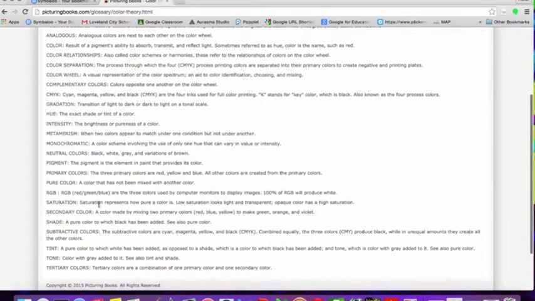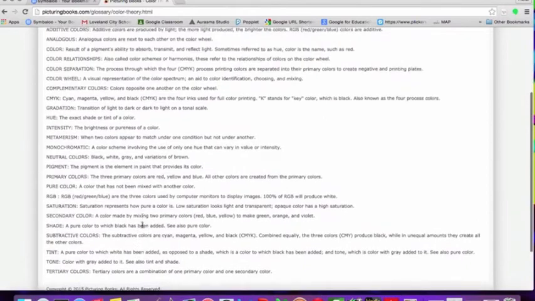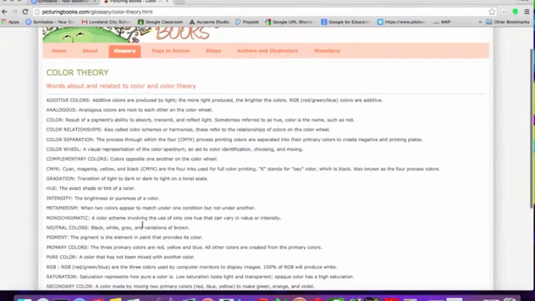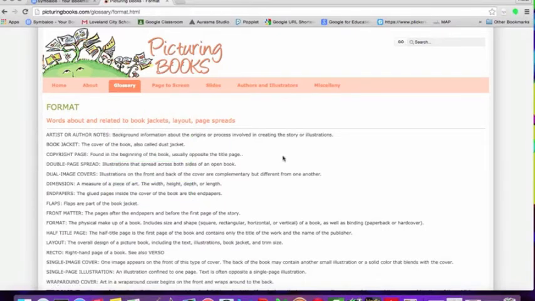I move on to the idea of shade, a pure color to which black has been added, and I seem to notice that the orange is, in my opinion, shaded. So these are some of the words about color theory that can help me really analyze Peter Brown's illustrations. The other area that I can research a little bit more is the book's format.